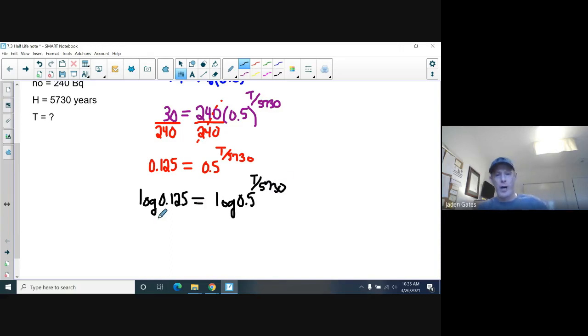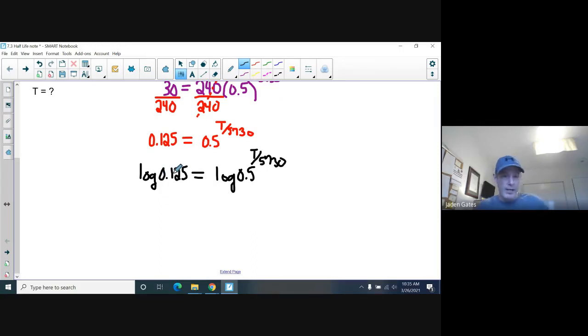Now, again, when you take the log of a number, it's always going to be smaller. And when I type the log of 0.125, it's actually a decimal. It's so small that I get negative 0.9. Now, again, the whole reason that I'm using this log rule is so I can make this exponent a normal number. So this is where I'm going to use my log rule and bring my exponent down. Now my exponent's a fraction, so I'm going to write it as a fraction. T on the top, 5,730 on the bottom. And then, of course, I still have this log of 0.5.